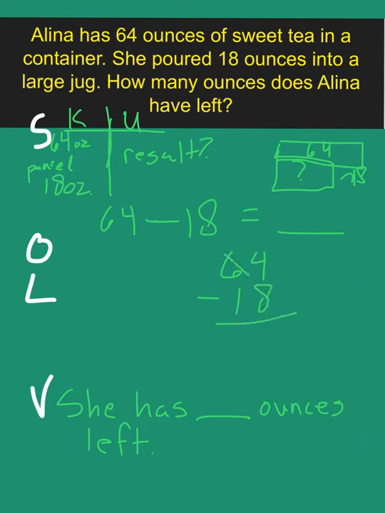If I only have 4, I cannot take away 8, so I'm going to regroup for my 10s. 5, bring over 10 ones, and I already had 4, so that leaves me with 14. 14 minus 8 is 6. 5 minus 1 is 4. So then she has 46 ounces. She started with 64. She poured out 18. Leaves her with 46.